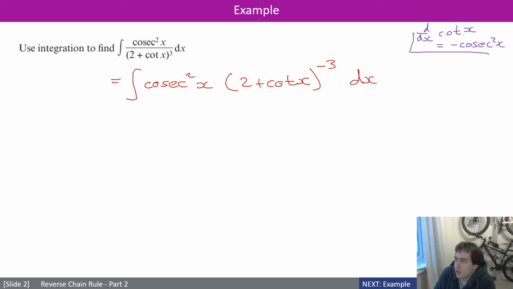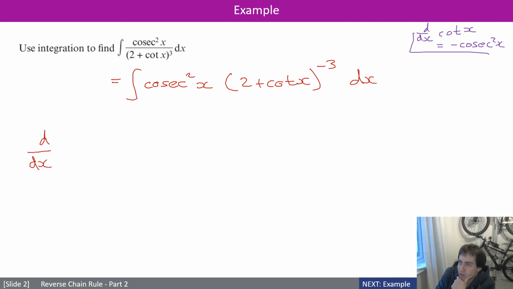So 2 plus cot x has the derivative of, well, 2 goes to 0, and cot x goes to minus cosec x squared, which we've got on the outside here, except for the minus. So what that means is this is indeed a scenario of a function to a power multiplied by its derivative. So let's try doing our guesswork sort of game again.